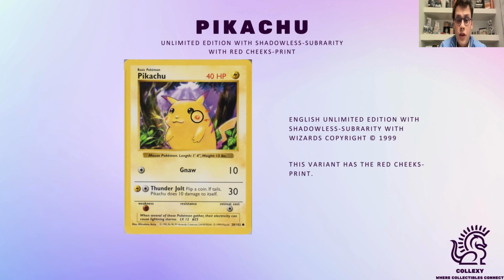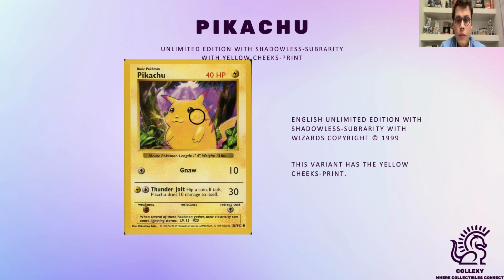This is the fourth variation of Pikachu, which is very similar to the English Unlimited Edition with Shadowless Subrarity with Wizards of the Coast copyright year of 1999. This variant has a red cheeks print, but is not first edition and is only the Unlimited Edition variant. This fifth variant is very similar to the previous variant, however, here the print is not the red cheeks but the yellow cheeks print. For the rest, it's very similar to the English Unlimited Edition with Shadowless Subrarity with Wizards of the Coast copyright year of 1999.